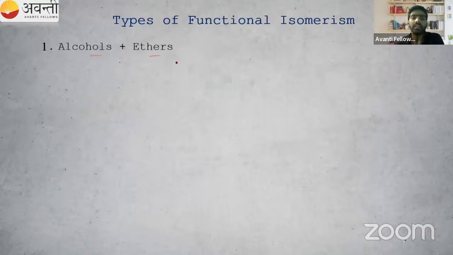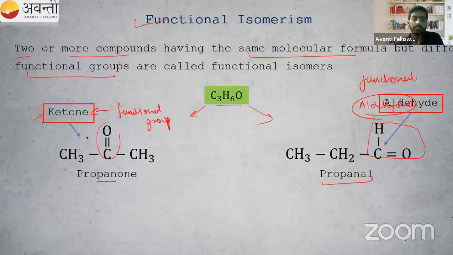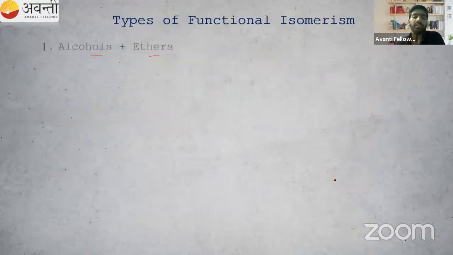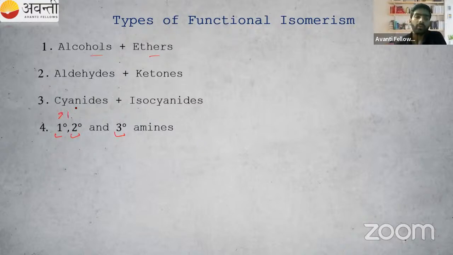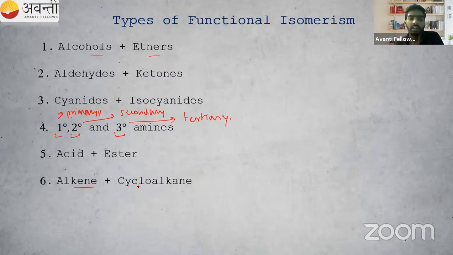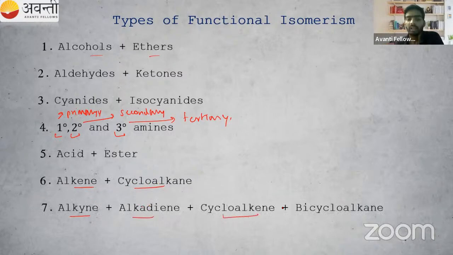Now going on to the next example, what are going to be the types of functional isomerism? First example is alcohols and ethers. When you have the same molecular formula, there will be functional isomerism in alcohols and ethers. What we saw here was between ketone and aldehyde. In the same way, whenever there is an alcohol of the same carbon and an ether of the same carbon, there is going to be the same molecular formula. Then again aldehydes and ketones, cyanides and isocyanides, primary, that is 1 degree, 2 degree, 3 degree. 1 degree means primary, 2 degree means secondary, and 3 degree means tertiary. Then acid and ester, alkene and cycloalkane, alkyne, alkadiene, cycloalkene, and bicycloalkane. We are going to discuss them one by one.